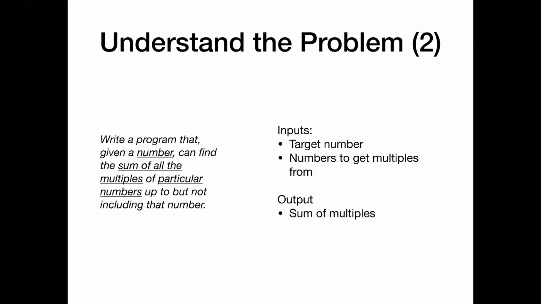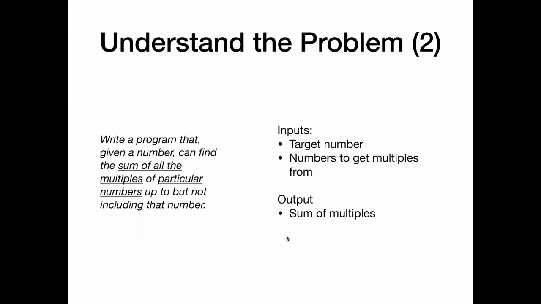So going back, understanding the problem is our main goal here, to interpret the problem. We'll start with the first paragraph. I underlined a few key things here. Write a program that given a number can find the sum of all multiples of particular numbers up to, but not including, that number. If we break it down, the inputs are the target, which is a number, and the other input, the particular numbers to get multiples from. So there are two inputs, a target number and the numbers that we'll use to get multiples from. And there's only one output, the sum of all the multiples.